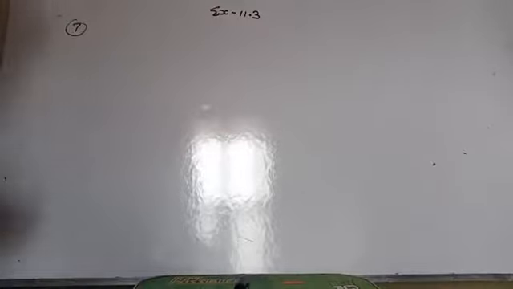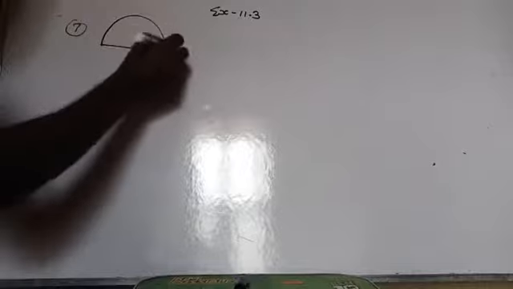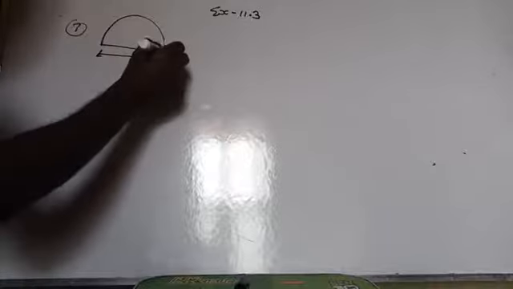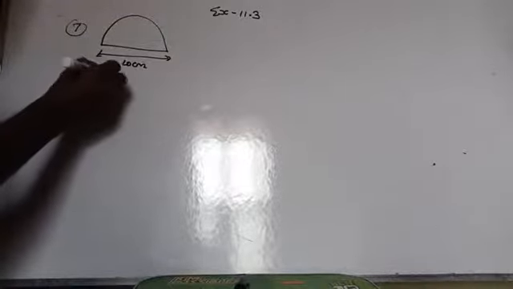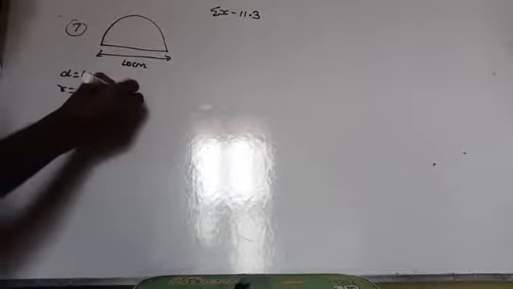Yes, now look at question number 7, exercise 11.3 only. Find the perimeter of the adjoining figure, which is a semicircle including its diameter. The diameter is given as 10 centimeter. Then the radius is half of that, so 10 by 2, which is equal to 5 centimeter.